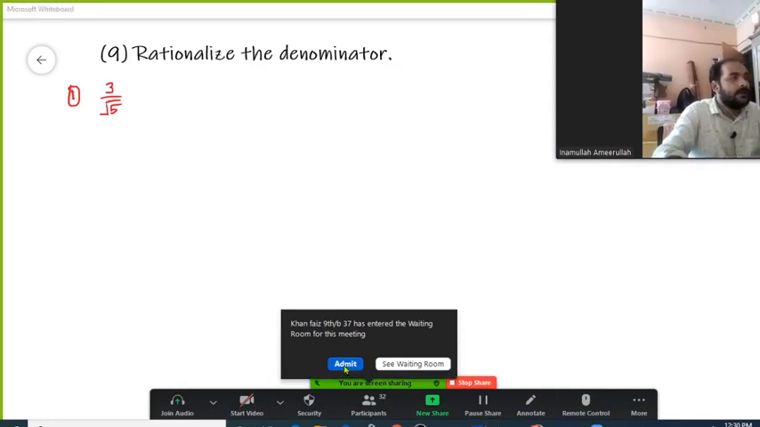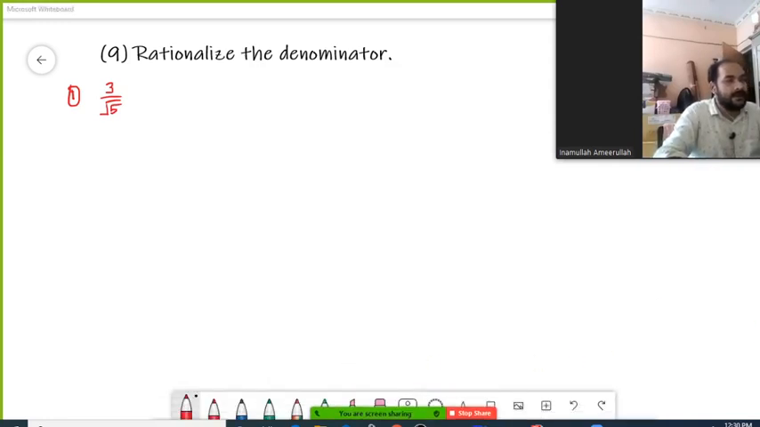So we need to rationalize its denominator. If you observe, your denominator is a surd, so it is a complex number. So we need to simplify this denominator. Now how can we simplify this denominator?